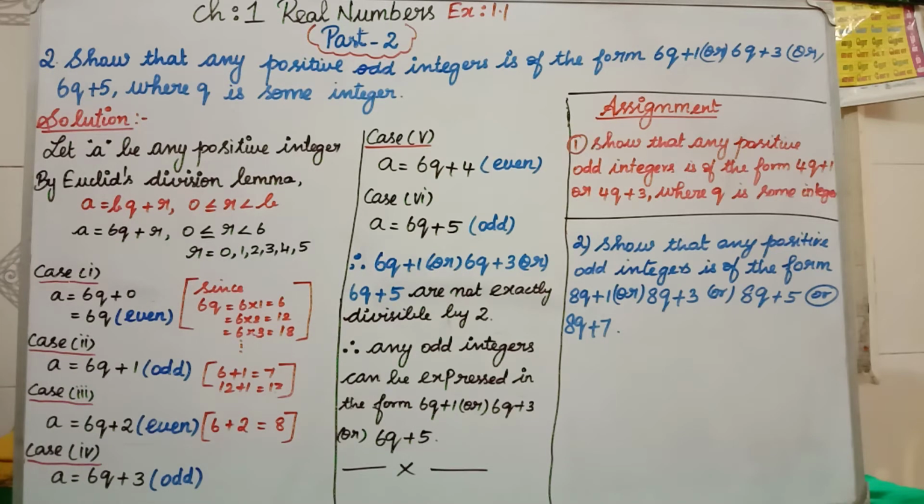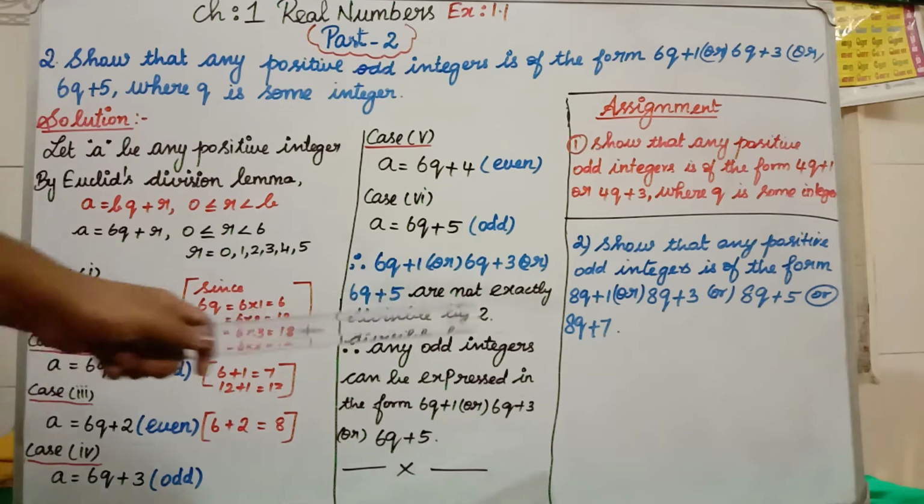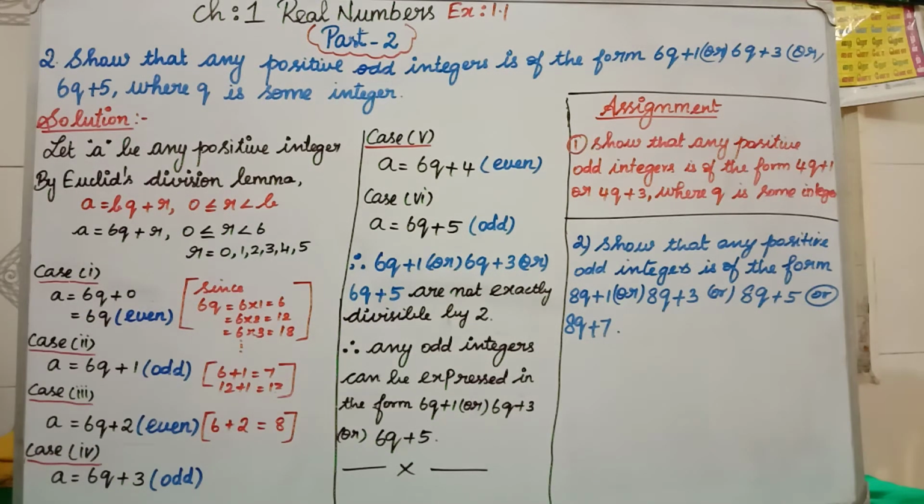Which clearly shows that 6 cube plus 1, 6 cube plus 3, 6 cube plus 5 are not exactly divisible by 2. Isn't it? If it is divisible by 2, it will come under the category of even numbers. Since it is not divisible by 2, we can write that any odd integer can be expressed in the form of 6 cube plus 1, 6 cube plus 3, 6 cube plus 5. Clear? That is what they are asking us to show in the question.